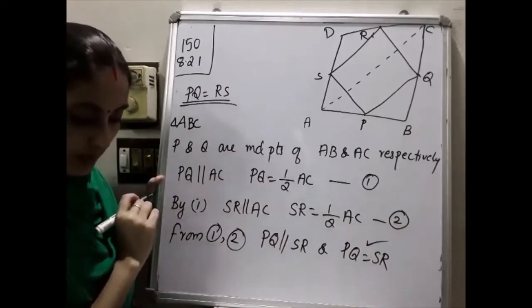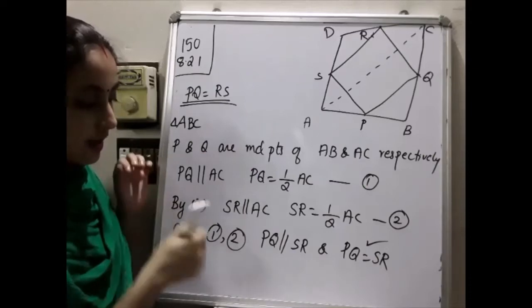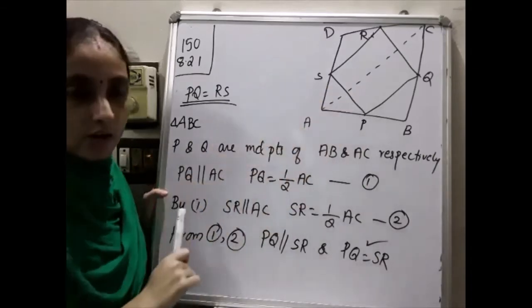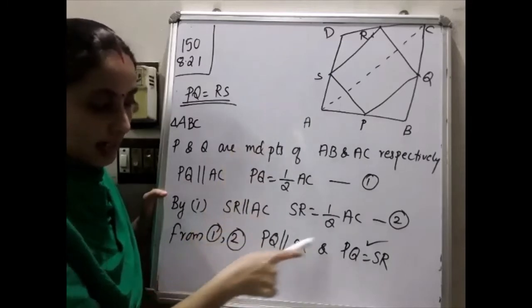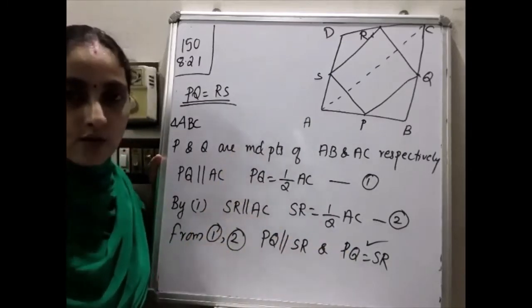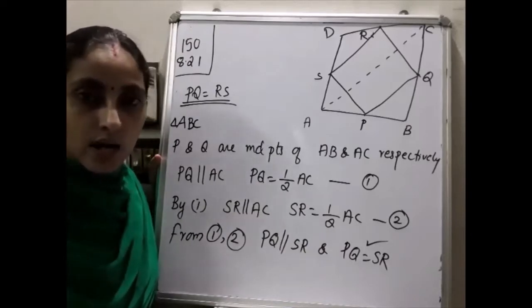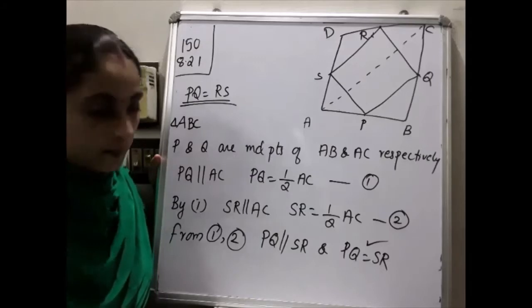Okay, third part: PQRS is a parallelogram. Very simple. Already we got that the opposite sides are parallel. So can we say what, in a quadrilateral? Opposite sides of a quadrilateral are equal and parallel. So we can say that it is a parallelogram. So we got this.